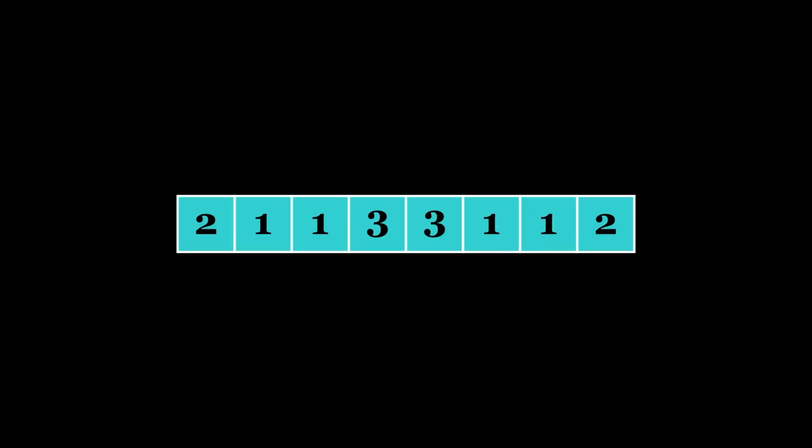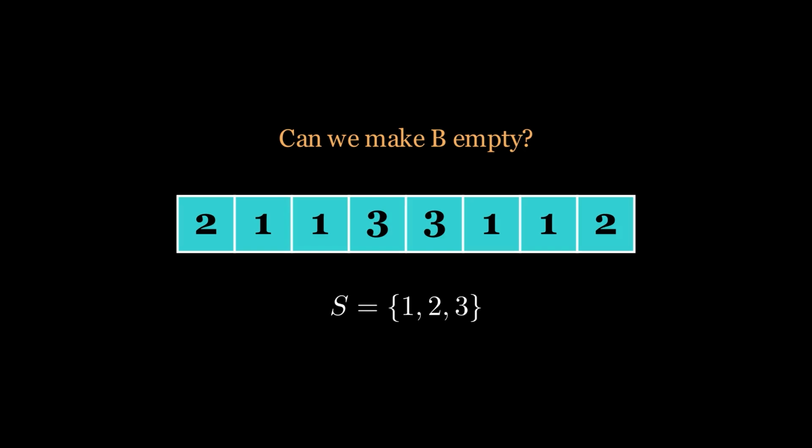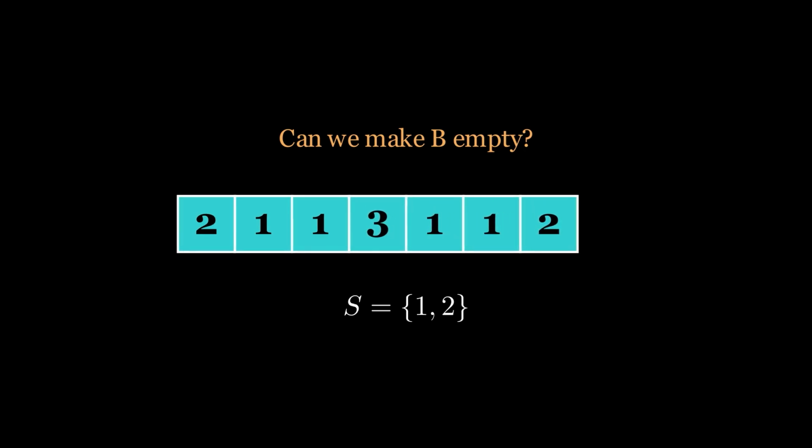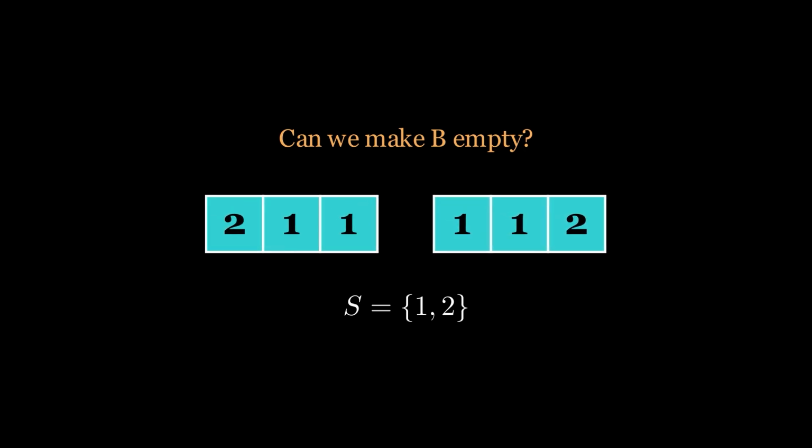In this problem, let's say we have an array B. Let S be the set of all distinct integers in B. In one operation, we can select an element V from S and delete a subarray that only contains V, then delete V from S. Is it possible to make B empty?